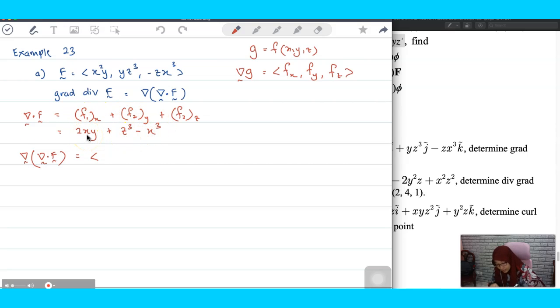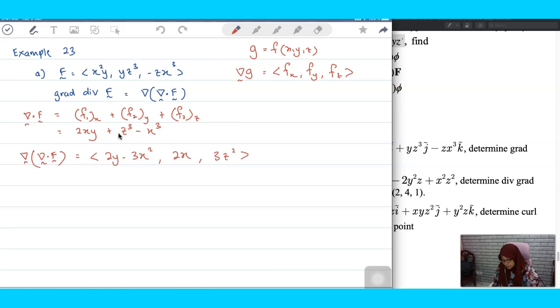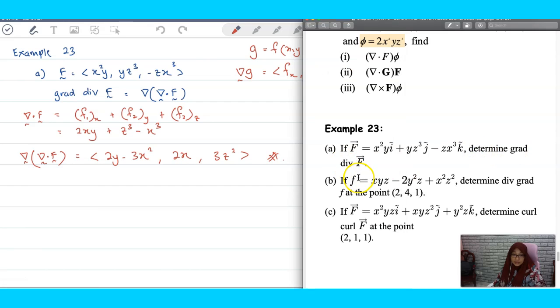So differentiate all of this with respect to x. So we have 2y minus 3x squared. For the y component, you differentiate all of the terms here with respect to y. So you will get 2x. That's it, right? 2x. And then the z component, you differentiate this with respect to z. So you have 3z squared. So that is your answer. The answer is a vector. So that is for question a.